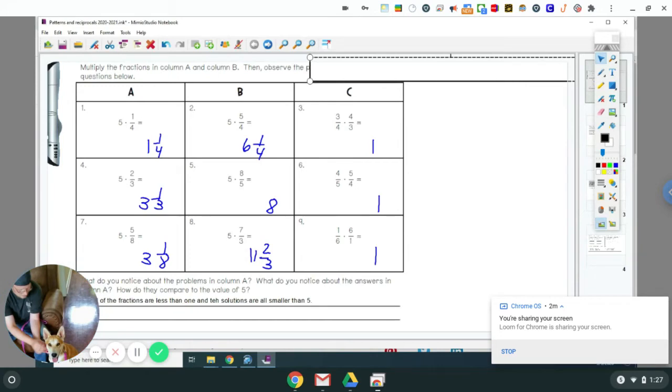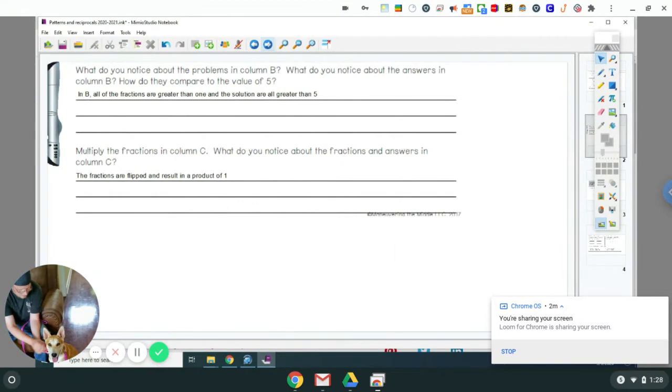In B, we multiplied the 5 by a number greater than 1, so they all became greater than 5. In C, we did 3/4 times 4/3, so we flipped the fraction. Same thing for 6 and 9. We took the fractions, flipped them, and multiplied them by each other. When we do that, they equal 1. When you flip the fraction, that's actually called the reciprocal. So 3/4, the reciprocal is 4/3. 4/5, the reciprocal is 5/4, and so on. When you multiply a fraction by its reciprocal, they have to equal 1. So in B, all the fractions are greater than 1, and the solutions are all greater than 5. In C, the fractions are flipped and result in a product of 1.